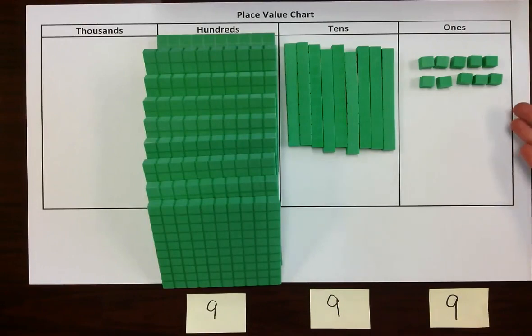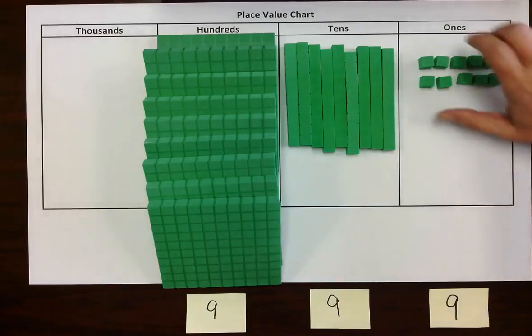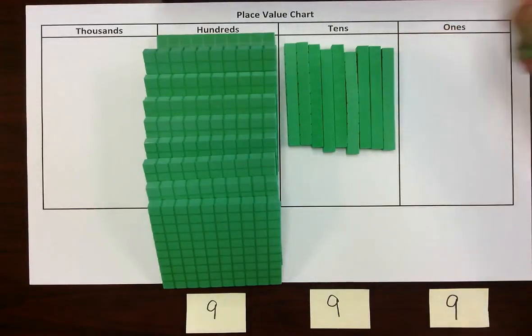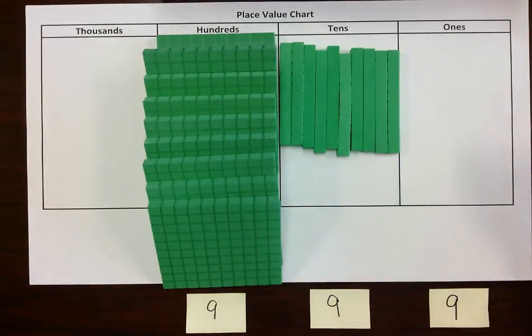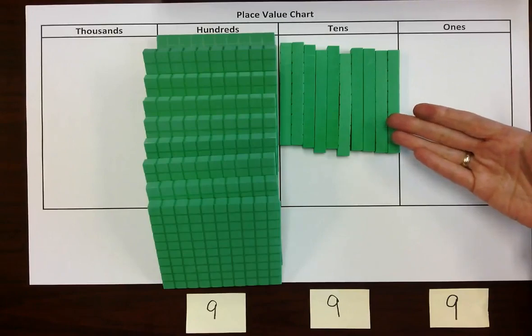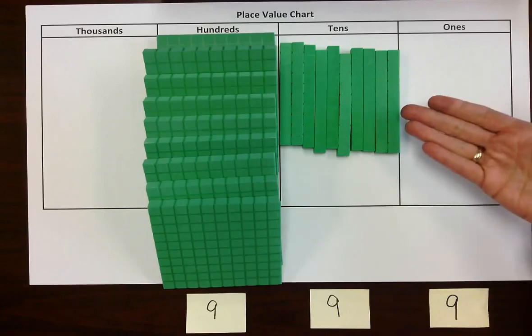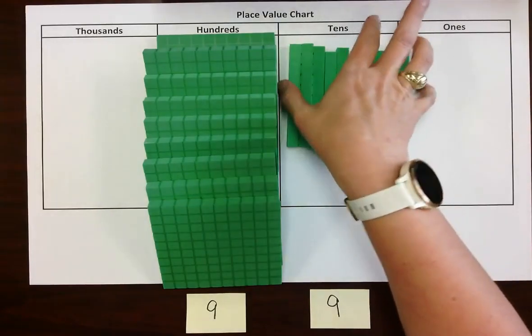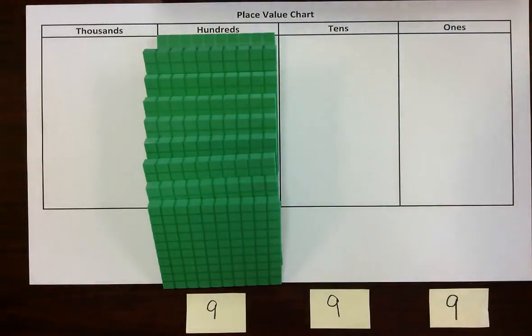know that we have 10 ones here in the ones place, but we can only have up to 9, so we need to make a trade. So we're going to trade our 10 ones for a 10. But now we have 10 tens. So we know that we can't have 10 tens in the tens place, so we're going to trade our 10 tens for 100.